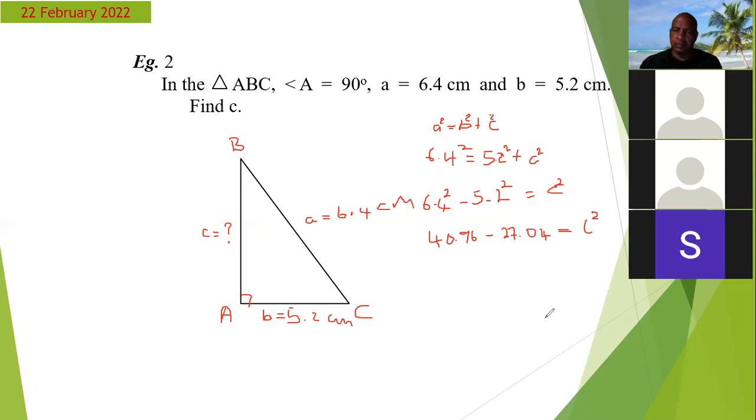But I got 13.92, which may feel so wrong because wouldn't A be the longest? So if you subtract 27.04 from 40.96, you say your answer was what? 13.92.